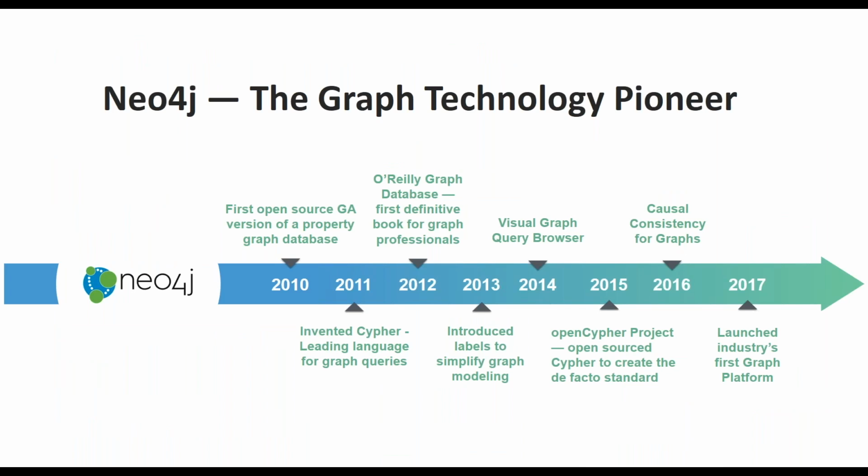So we are the graph technology pioneer. We started releasing our first generally available version of the software in 2010. And we've done some amazing things along the way. So, for example, in 2012, we released the definitive book on graph databases. And again, I would like to flag here, it is a fantastic book, and you can get a copy of the second edition for free if you go onto our website. And I do heartily recommend that. It will cover things from data modeling to best practices.